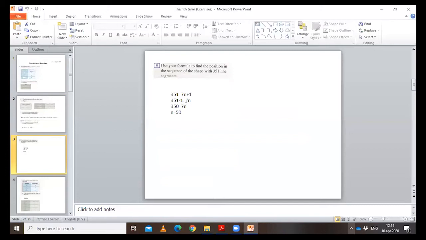We solve it using its main rule, passing 1 from the right to the left, changing its sign in order to have a positive n. 350 equals 7n. That's why we see then n equals 50. So it will be 50. The shape that will have 351 line segments will consist of 50 octagons joining each other. So this is the meaning.